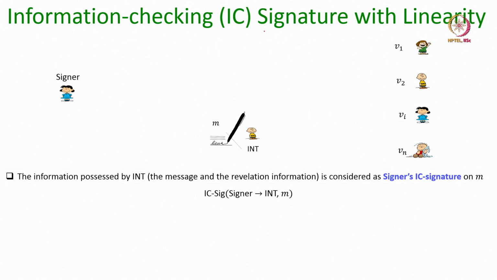Looking ahead, for designing our verifiable secret sharing scheme with statistical security, we will be using an information checking protocol which should generate IC signatures with the linearity property. So, what does that mean? Suppose the signed message which the intermediary holds after the verification phase is denoted by this notation. That means, the signer has given to the intermediary a signature on the message. That IC sig means whatever information int holds at the end of the verification phase.